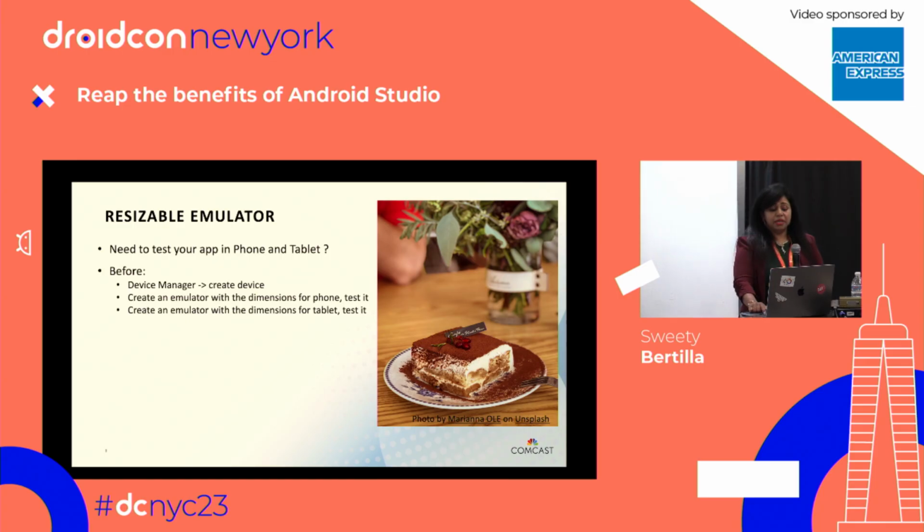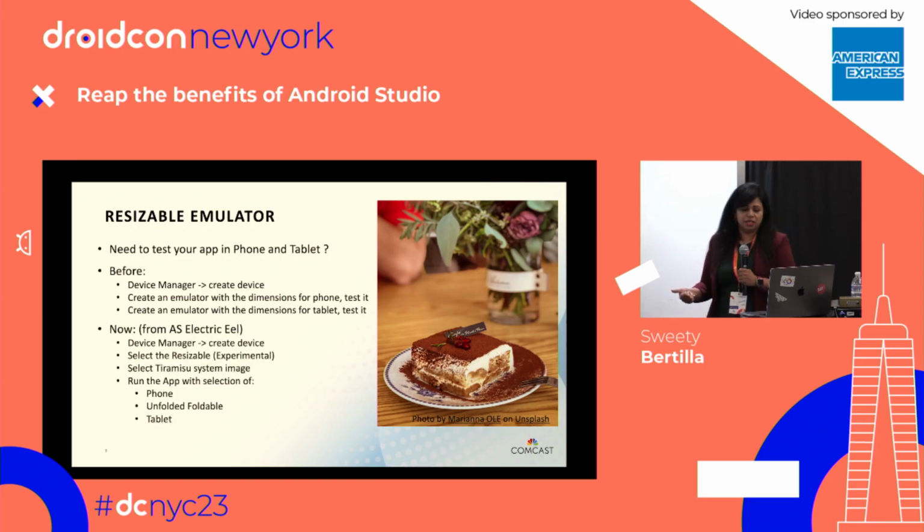That's how I could do it. But now, available from Electric Eel, you can go to the emulator, create a device, select resizable, which is experimental and available from Electric Eel, and select the Tiramisu system image. Now you get the picture, why I put it. After you've done it, you can run your app on a phone, unfolded foldable, or a tablet.